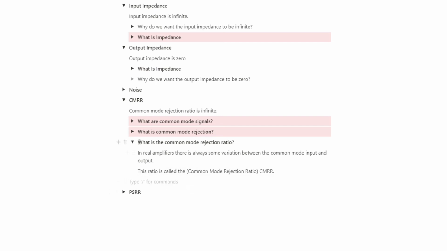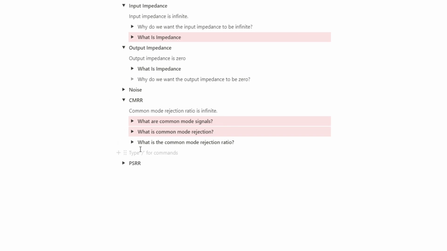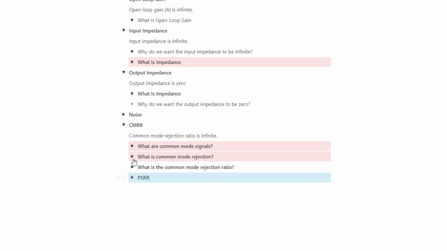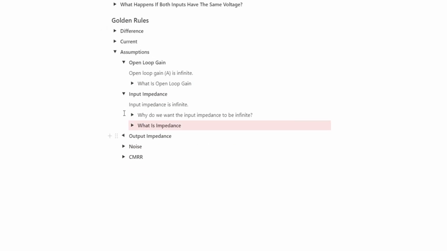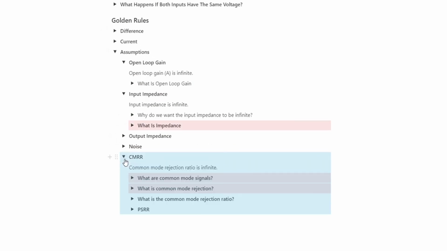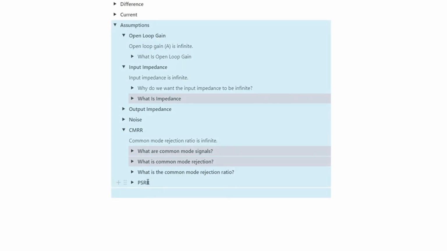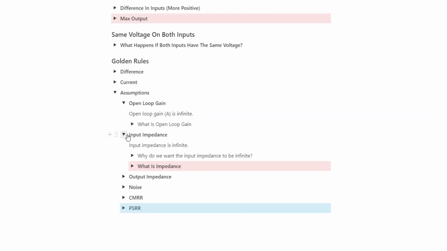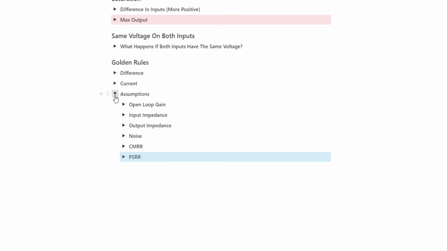Okay, and finally, I didn't do well on power supply rejection ratio. Let's just pop this in here. We want it to be infinite. Why do we want it to be infinite? And what is it? I don't know. So that's where I'm at right now. Whoops, I've put power supply rejection part of. Yeah, there you go. Input impedance, open loop gain.